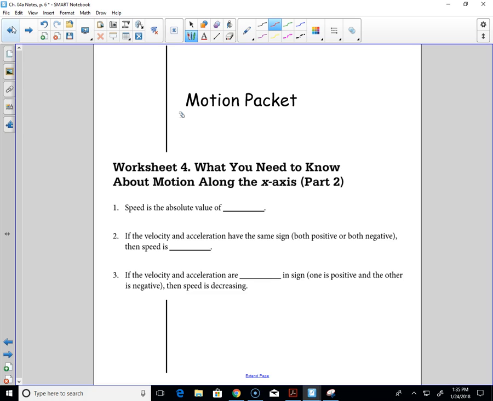Okay, motion packet. Speed is the absolute value of velocity, we know this one. Plug it in, sorry, write it down. Number 2, if the velocity and acceleration have the same sign, both positive or both negative, aka velocity is negative and decreasing, speed is increasing.